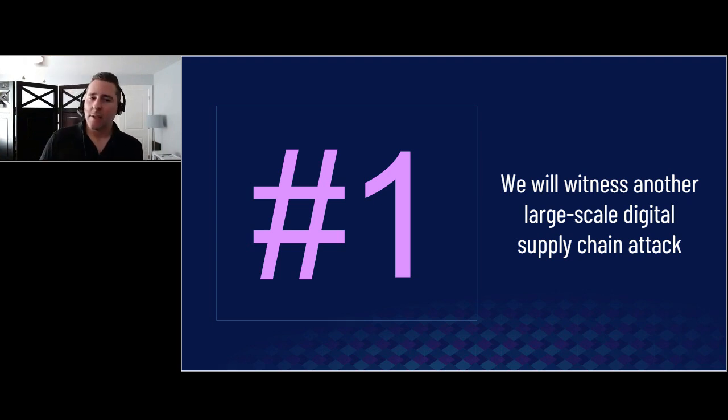So the first is we're going to witness another large-scale digital supply chain attack. All right, SolarWinds is probably the one that is in many people's minds already. SolarWinds is interesting, because there was an API within that software stack. It can be tricky to pull that apart and see how that could be attacked as part of larger enterprise architectures and how organizations are connected. That is what creates a digital supply chain. So not a simple problem, right?